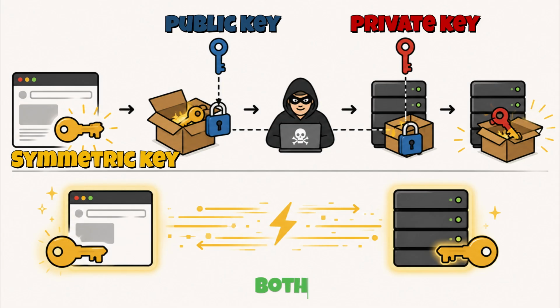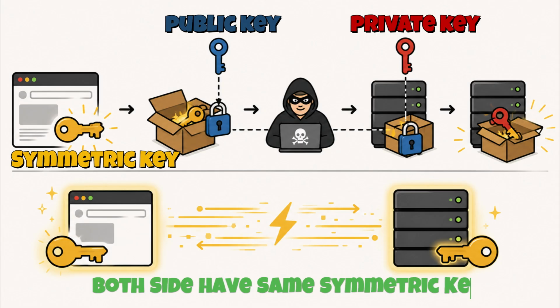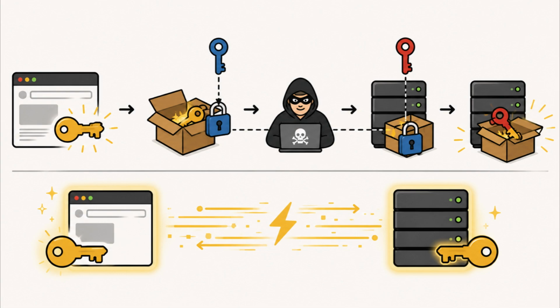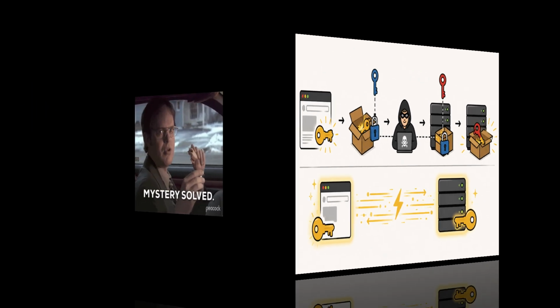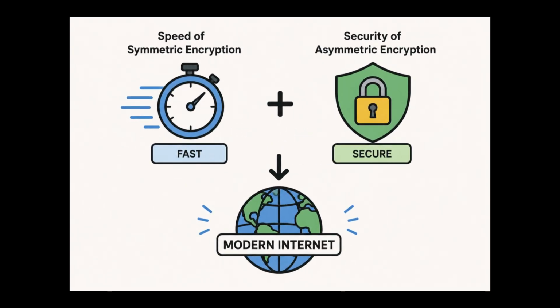And boom, both sides now have the same symmetric key. And no one else saw it. They use the slow, heavy tank to just securely deliver the keys of the sports car. And now for the rest of your session, they put the tank away and use the blazing fast symmetric key to handle your password, your credit card, and your video stream, and any kind of data. So asymmetric starts the conversation, but symmetric encryption carries it forward. And just like that, the key sharing problem is solved. We combine the speed of symmetric with the security of asymmetric encryption to build the modern internet.